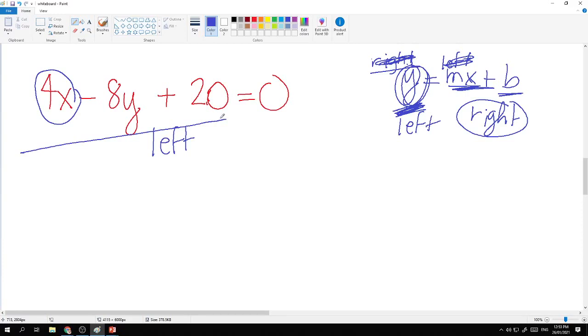Which term will you transpose? 4x is one thing. What's the other term that you are going to transpose? Positive 20. Because negative 8y is already in its right place. So negative 8y is in the left part already. That's correct. We will transpose this. This becomes negative 4x.